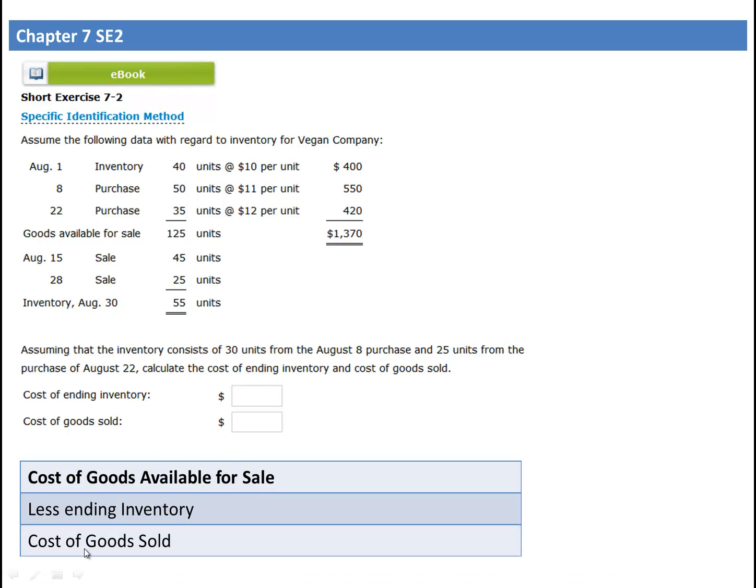So this is the formula that we're going to use to calculate everything. Cost of goods available for sale, which in this case is this 1,370, less our ending inventory, which has to be calculated, gives us our cost of goods sold. It's as simple as saying our cost of goods sold is equal to what we had available to sell, what we could sell, minus what we did not sell, what we had left over.